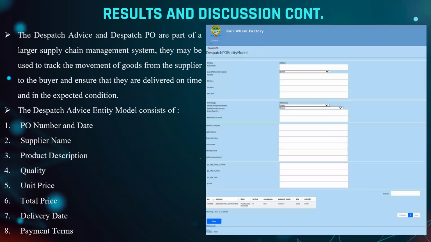Next, we have the dispatch PO entity model. The dispatch PO are part of a larger supply chain management system. They may be used to track the movement of goods from the supplier to the buyer and ensure that they are delivered on time and in the expected condition. The dispatch advice entity model consists of PO number and date, supplier name, product description, quality, unit price, total price, delivery date, payment terms.